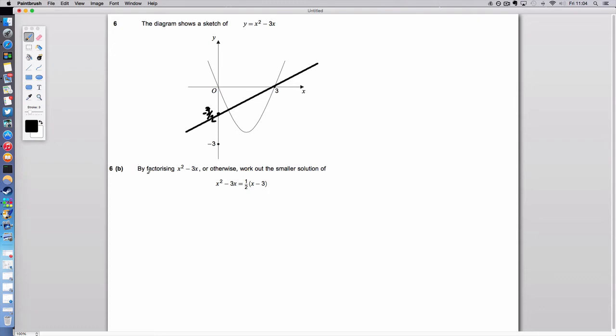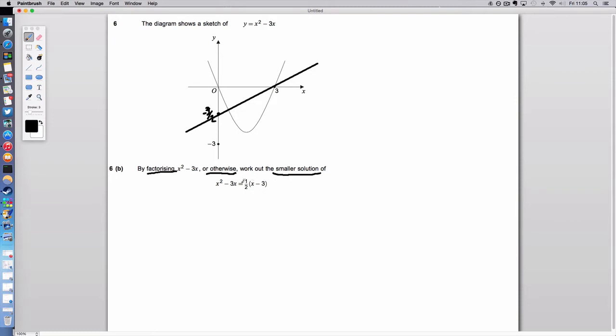So part 6b. By factorising x squared minus 3x, or otherwise, work out the smaller solution of when x squared minus 3x is equal to a half x minus 3. Okay, so we'll read the question and look at analysing it a little bit. By factorising or otherwise, we're given the opportunity to use multiple techniques to work out the smaller solution. That's another key part, the smaller solution. So that means there are two solutions, okay?